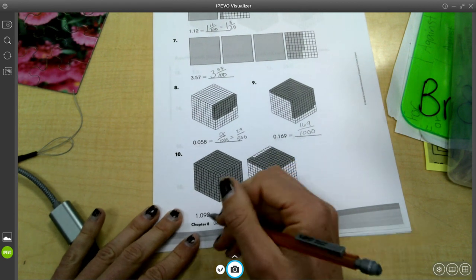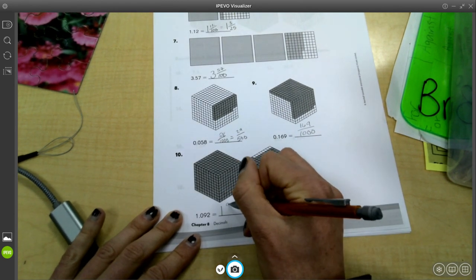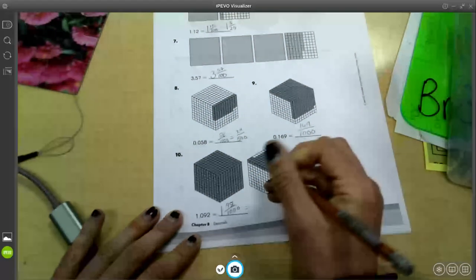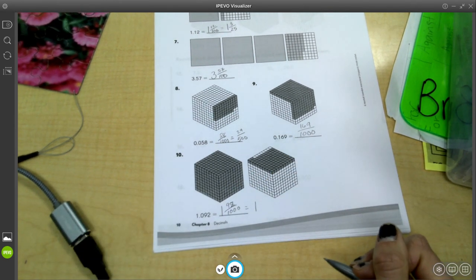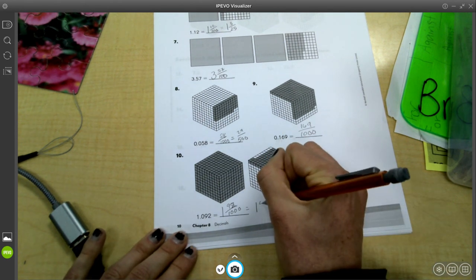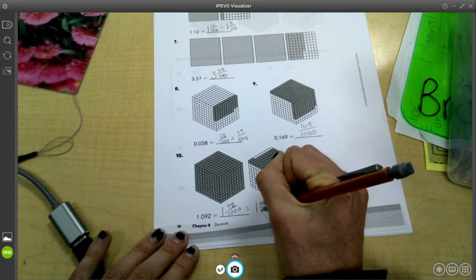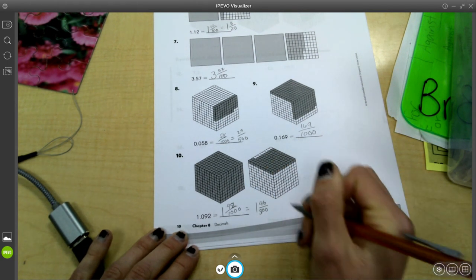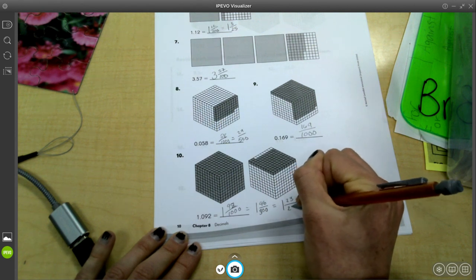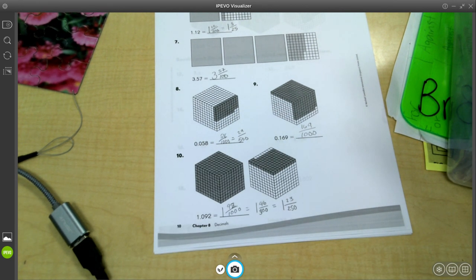All right, here, 1 and 92 hundredths. Not 92 hundredths, 92 thousandths, Miss Brewster. Those are both divisible by 2. 92 divided by 2 is going to give you 46 over 500. Those are both divisible by 2. So that's going to be 1 and 23/250. And I think that's what we got there.